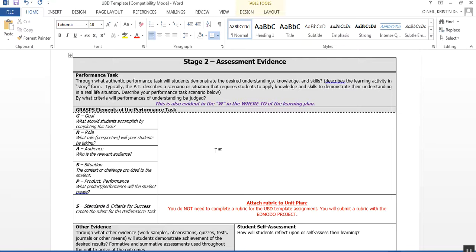what role the students will be taking when completing the task. Are they a scientist? Are they an engineer? Are they an educator? Are they a politician? Who we're writing towards, who we're completing this task for, the situation that we're setting up, and the product or the performance. And then, of course, our standards and criteria for success, which would be our rubric.